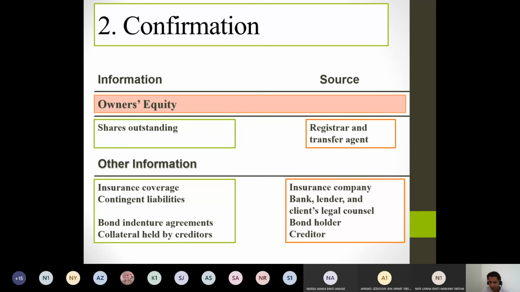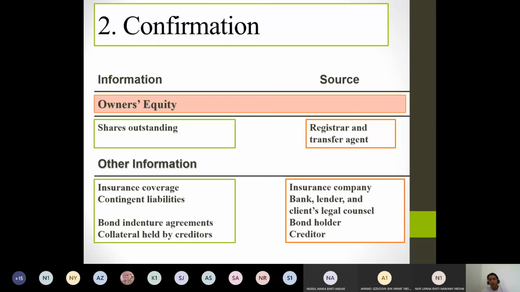Sorry, not yet collected. So we need to check with the sources, which is the registrar and transfer agent. Other information like insurance coverage, contingent liabilities. Contingent liabilities means future liabilities that may happen related to, let's say, business conflict with other business parties. Bond indentures agreement, collateral held by creditors and so on.